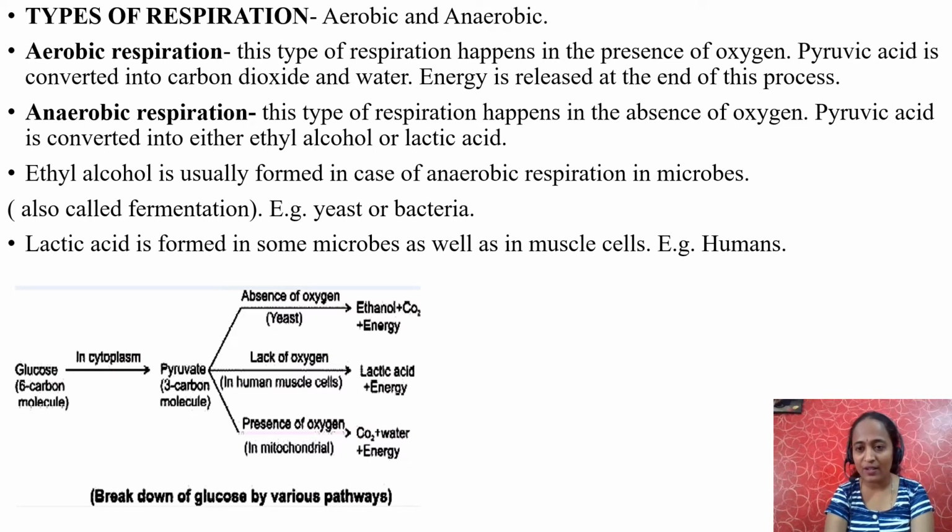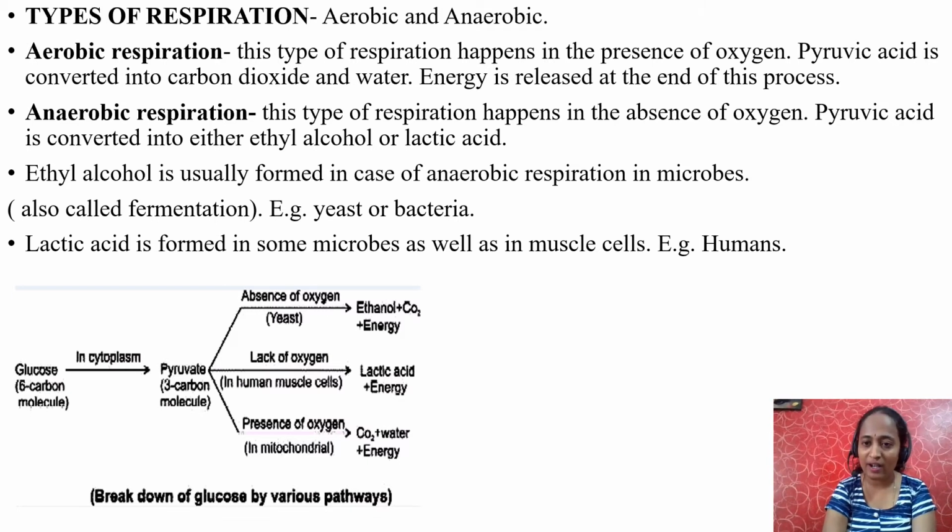But in case of prokaryotes, mitochondria is absent. That is why glycolysis, the first step, as well as the fate of pyruvic acid, the further breakdown of pyruvic acid, takes place in the cytoplasm itself. Once pyruvic acid enters into the mitochondria for the further breakdown, whatever steps come after, the process is called Krebs cycle. Glycolysis takes place in the cytoplasm. Krebs cycle takes place in mitochondria. What is Krebs cycle? Pyruvic acid is converted into carbon dioxide, water and energy. This process is called Krebs cycle.